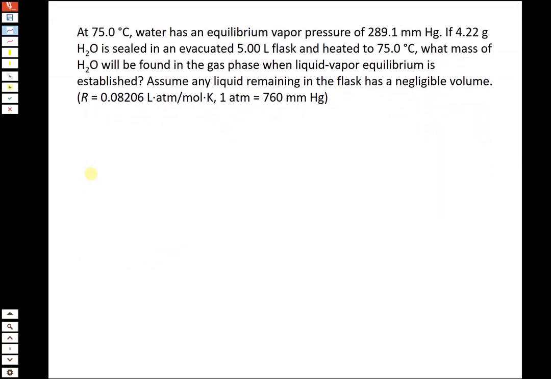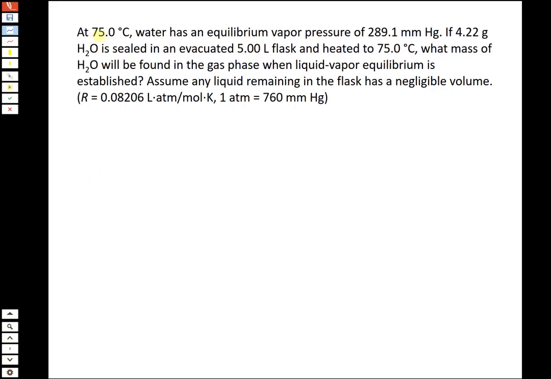All right, now we're going to deal with some questions. One question that deals with a more quantitative aspect of vapor pressure. So this was a request from a student in the course. And we're trying here, in this case, to calculate how much water would be in the gas phase when it establishes an equilibrium between liquid and vapor.